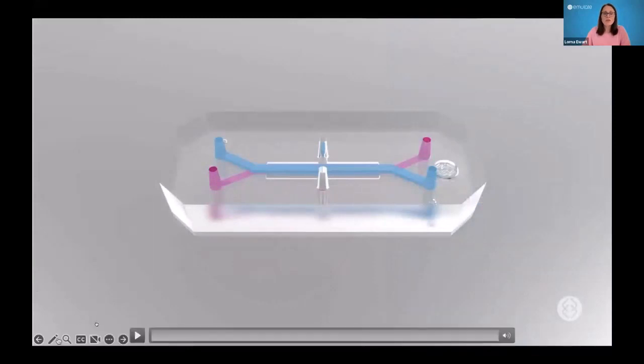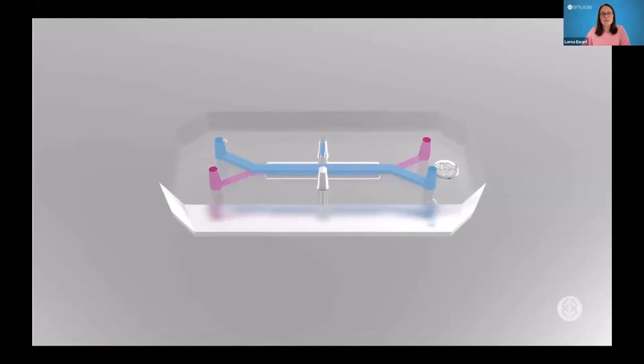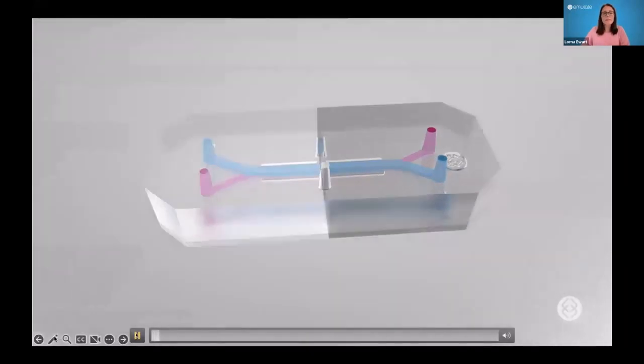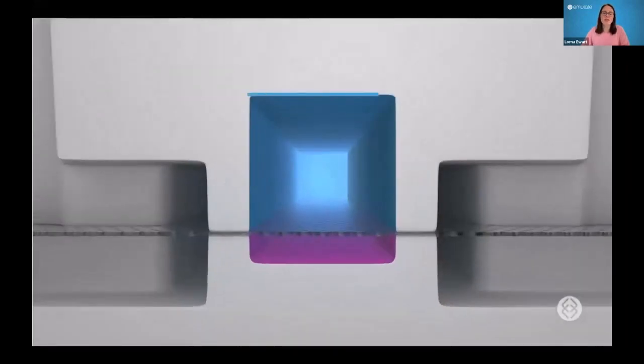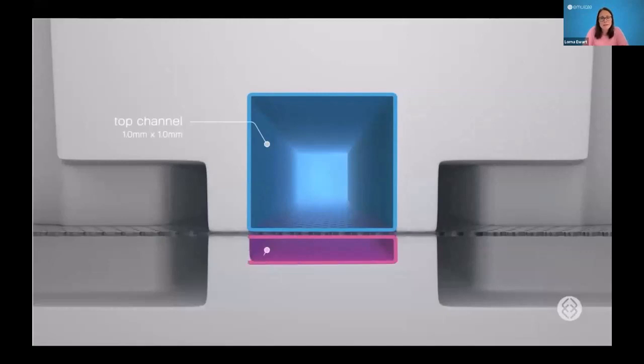I'm just going to show you a quick video of our chip, just really to bring this to life for people who are not as familiar. As I mentioned a minute ago, our chip has 2 fluidic channels. The top channel is 1 millimeter by 1 millimeter. The bottom channel here is 1 millimeter by 0.2 millimeters.